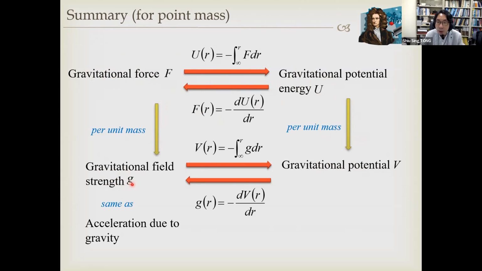But the gravitational field strength g is the same as the acceleration due to gravity at that position. And the small g and the gravitational potential V are related in exactly the same way as the gravitational force and the potential energy. If you replace U by V and F by g, then every one of these equations will carry over. So g and V are nothing more than considering everything without the small mass m, or per unit mass.